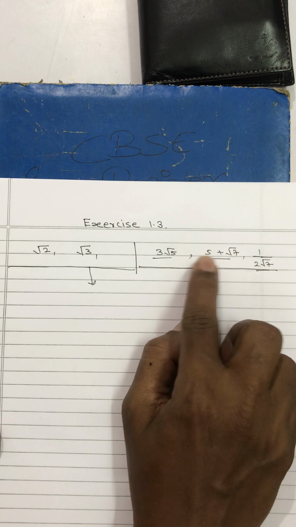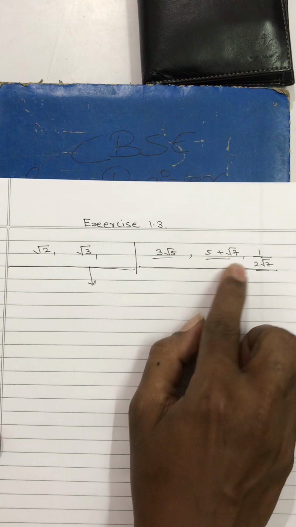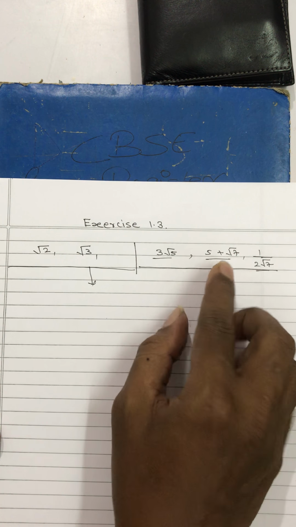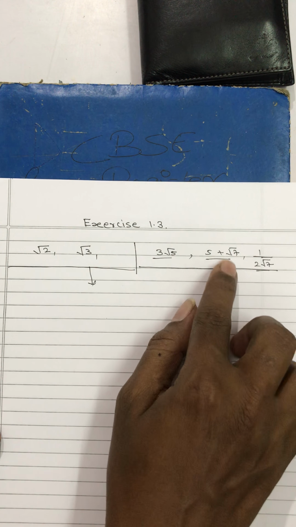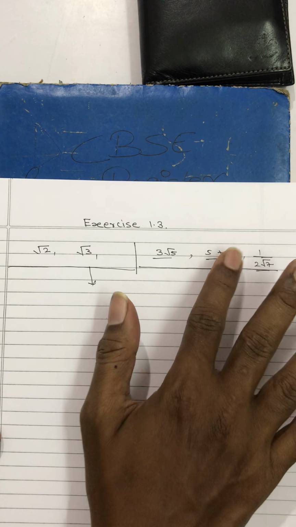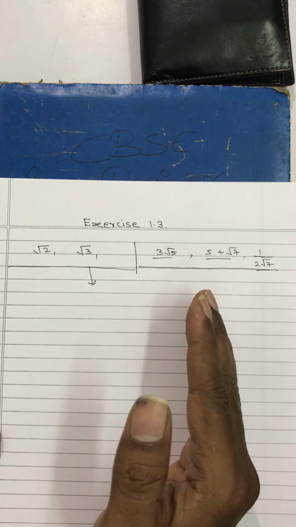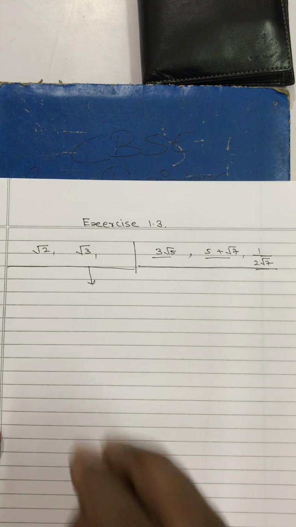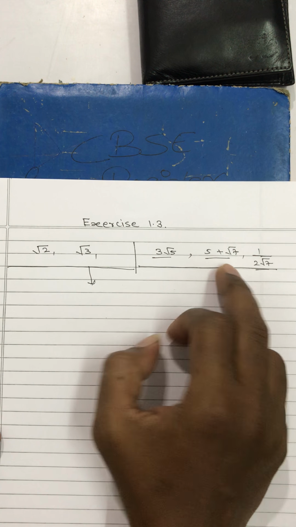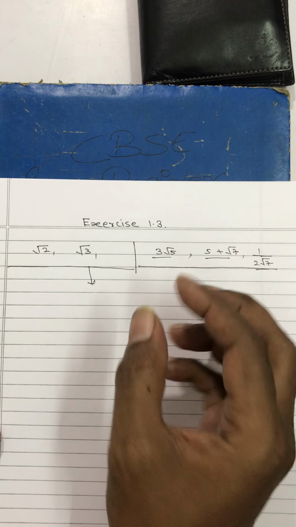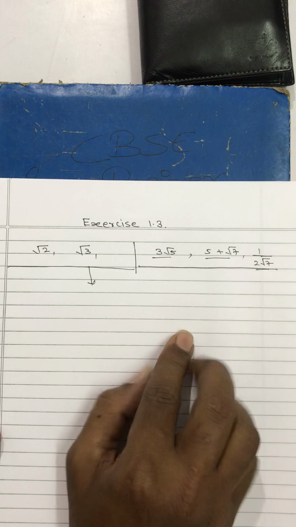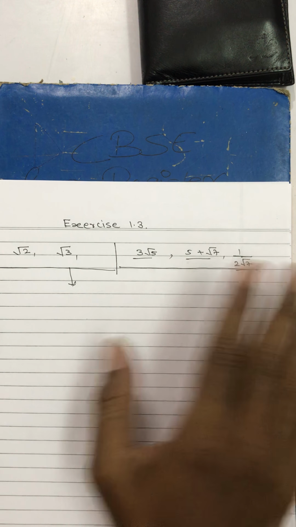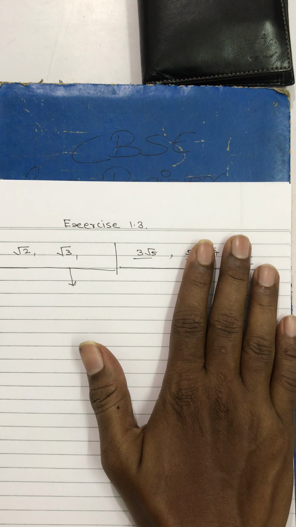Here, 5 plus root 7, you have to prove this number as a whole is an irrational number. While solving this, you have to consider that root 7 is an irrational number. So that part of the solution is taken care of already. You don't have to again prove that root 7 is an irrational number. You just have to prove that the binomial as a whole is an irrational number. Here also the same thing happens. You have to consider root 7 is an irrational number. So here that part is not that difficult.